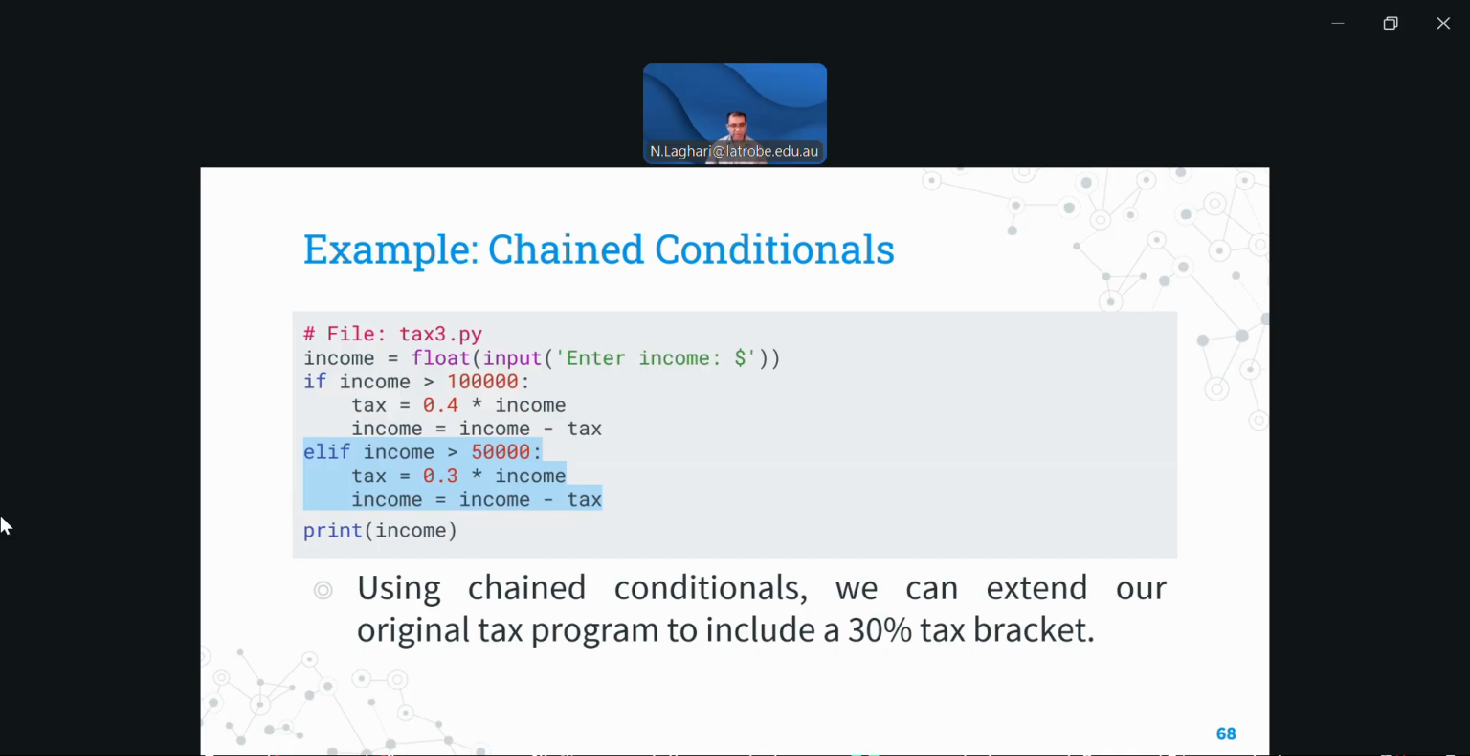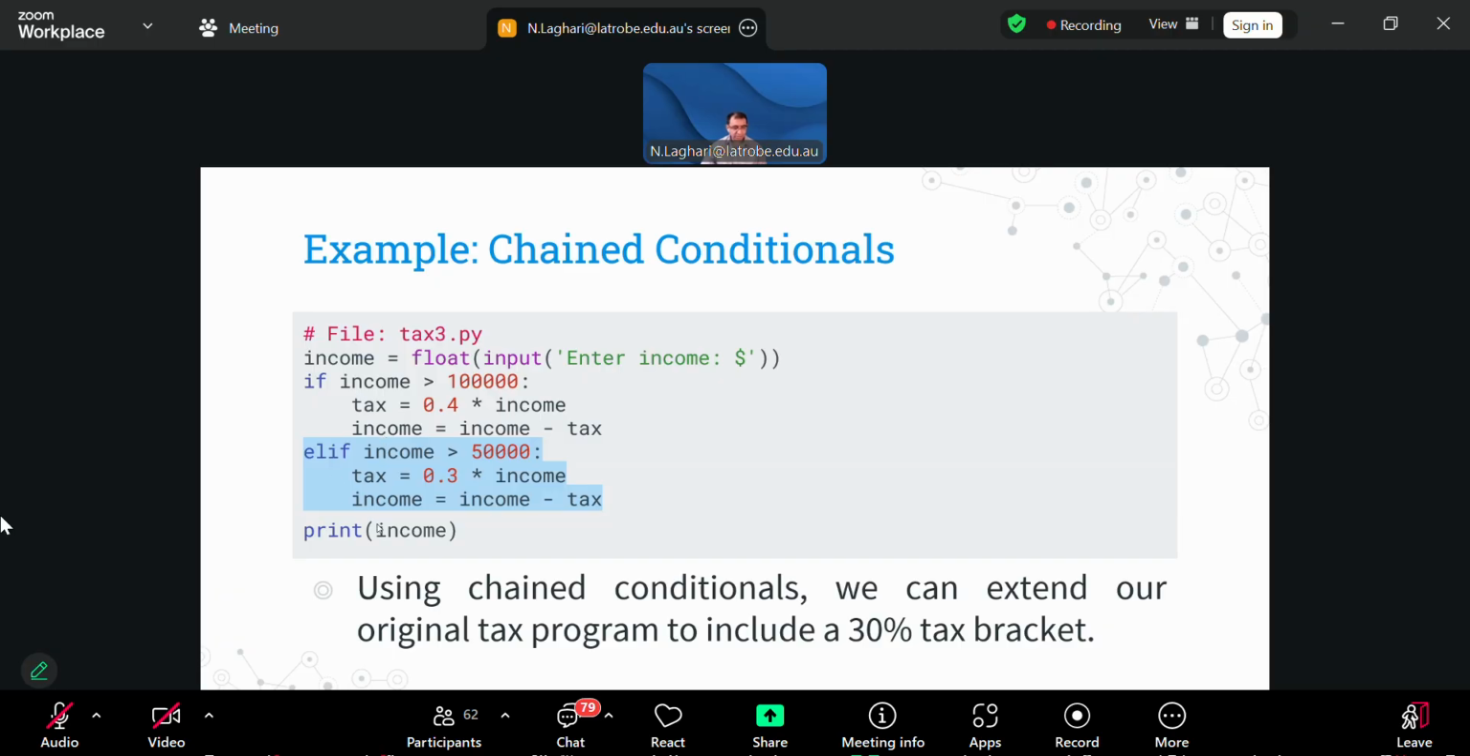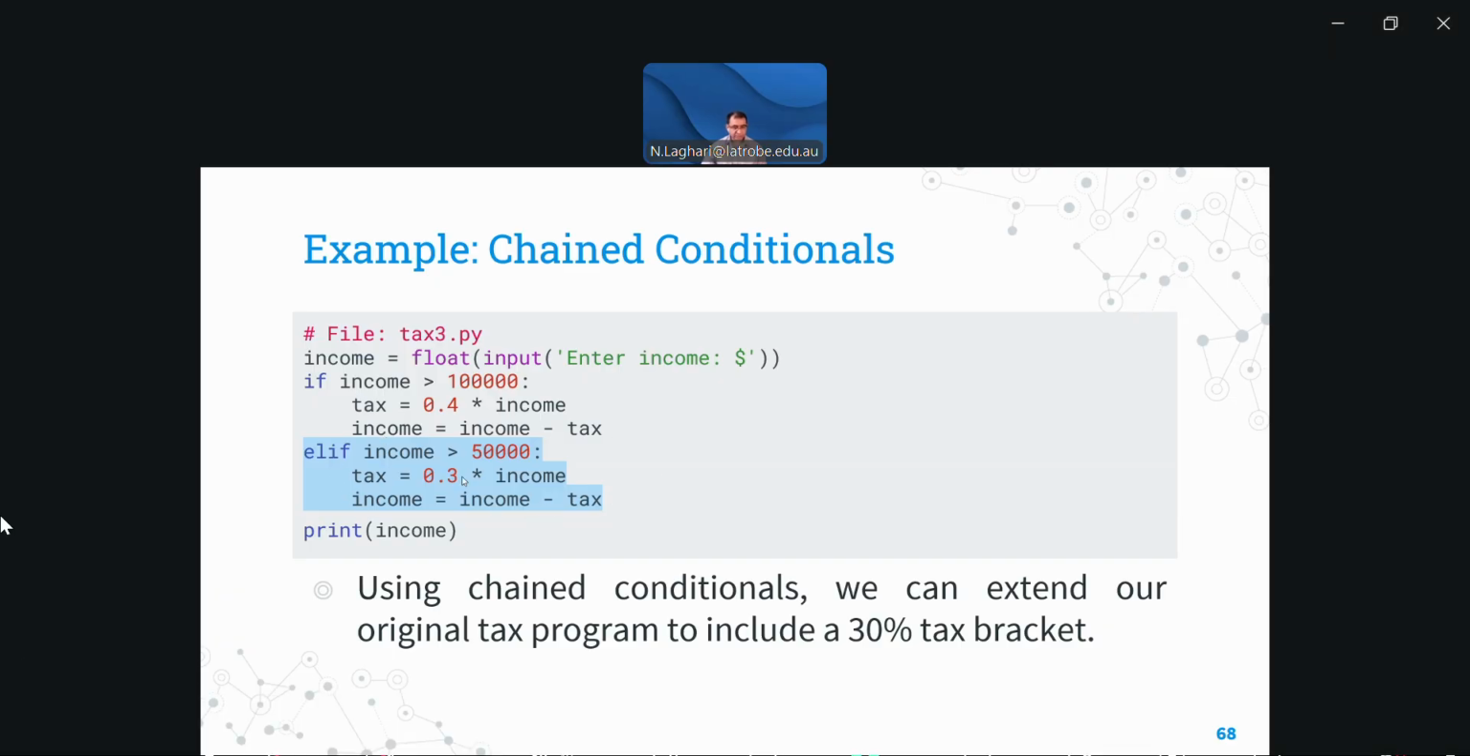Else is not present. So we are only having these two. So based on the value, either of these two values would be executed. If this is executed, the program would not go and check for the $50,000 bracket.